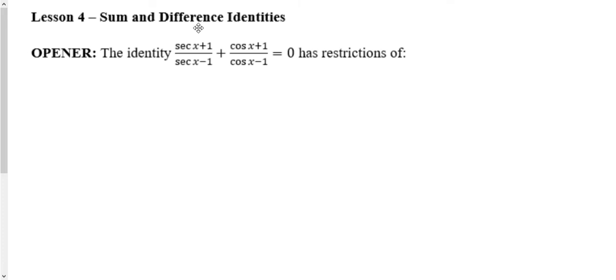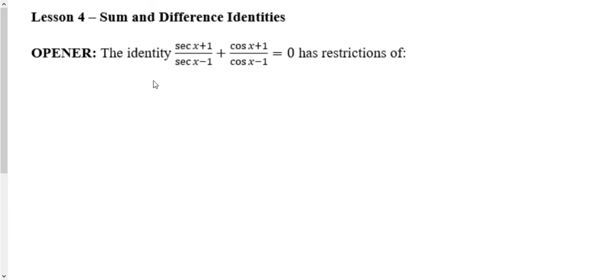Today's lesson is Sum and Difference Identities in our trigonometry unit. The first question we have here is our opener question. It's asking you the identity of this equation has a restriction of, and you want to list off all the restrictions on this one. Reminder that all the restrictions are usually found in anything that has a denominator. So right now I have two fractions technically, and I want to find the restriction on each denominator.